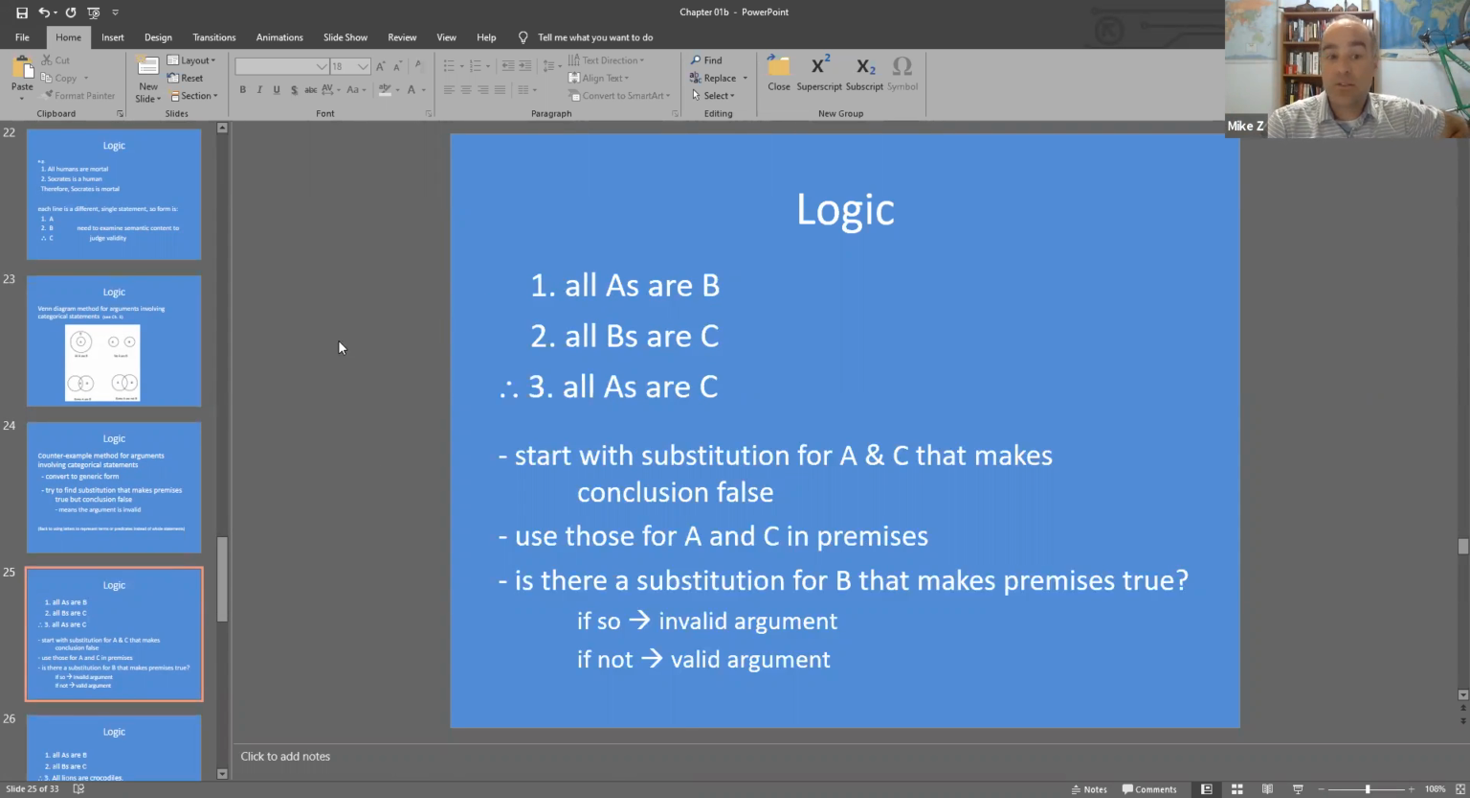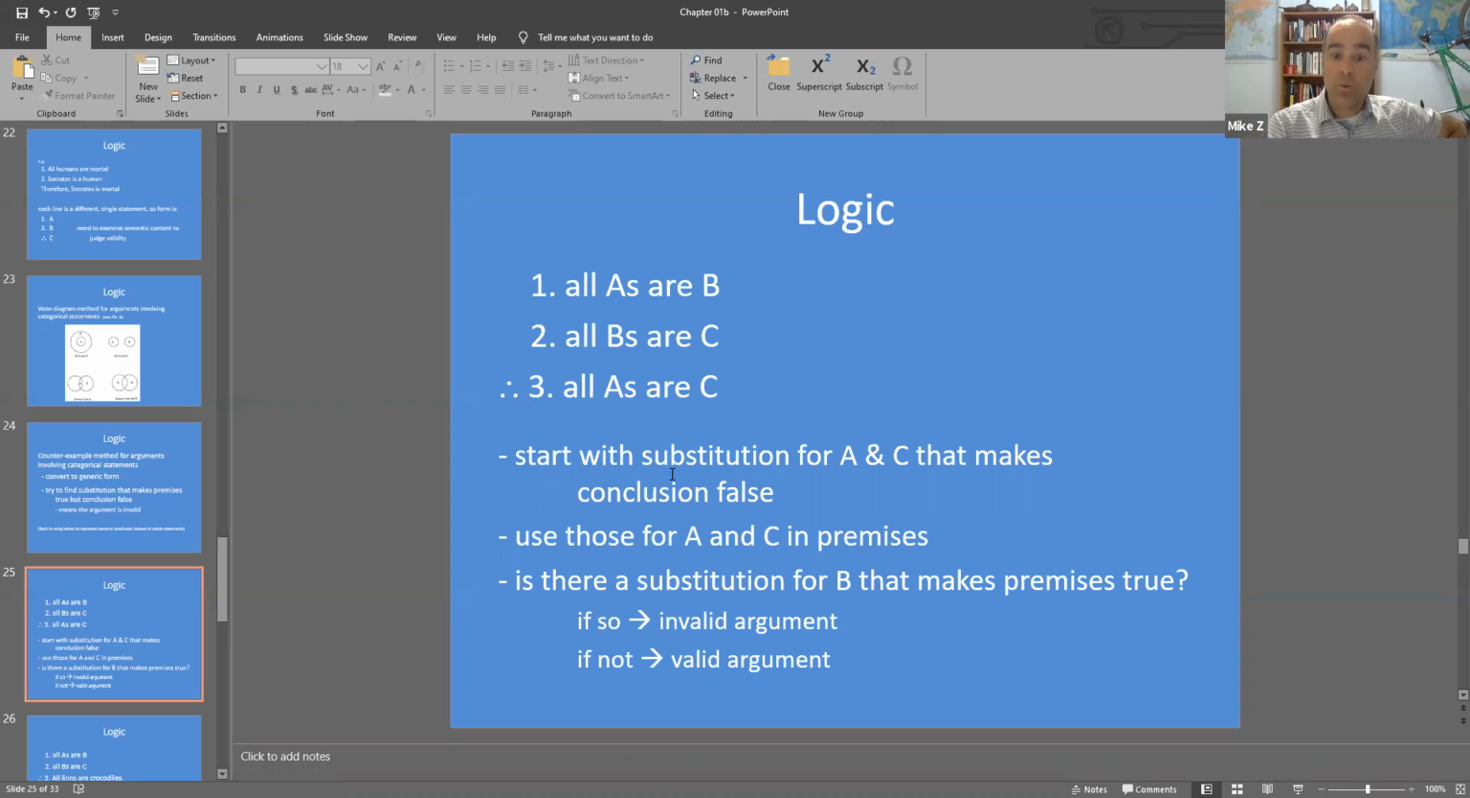So let's say that you're given some argument in a regular English paragraph or something, and then you convert it, and you realize that here's the form. What this argument is actually saying is that all A's are B's, all B's are C's, and so therefore all A's are C's. And you want to see if that's a deductively valid argument form or not.